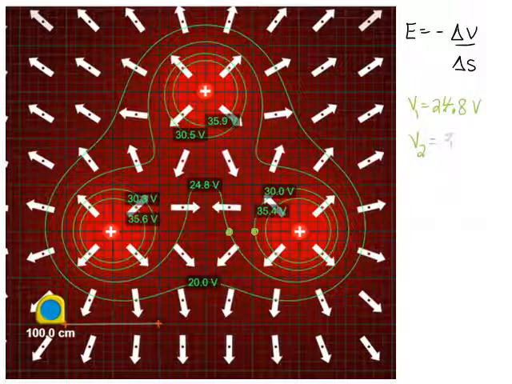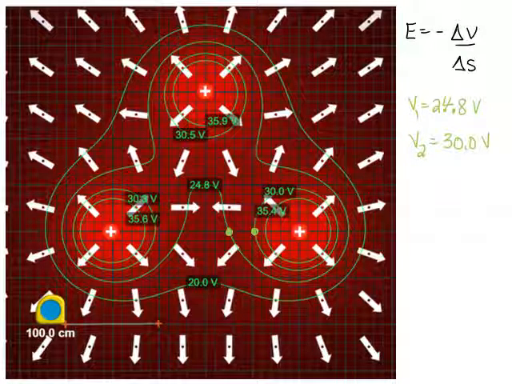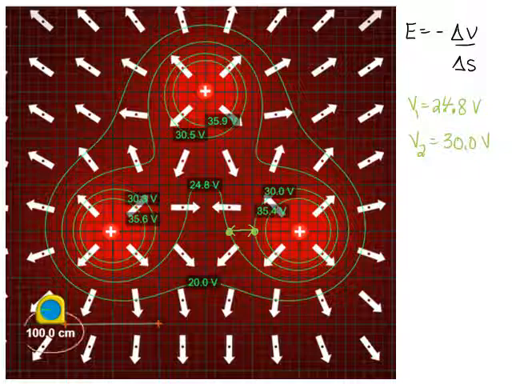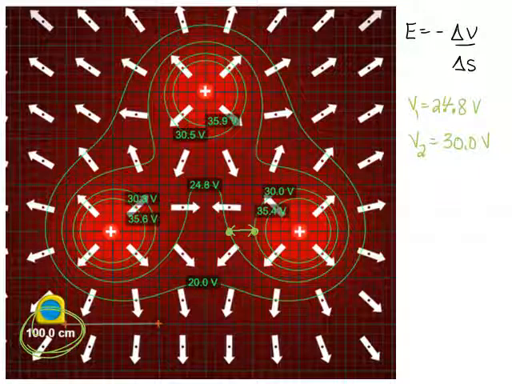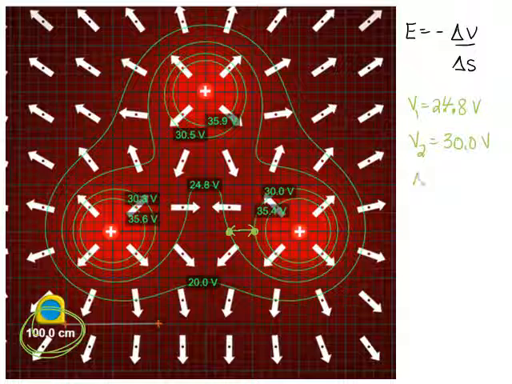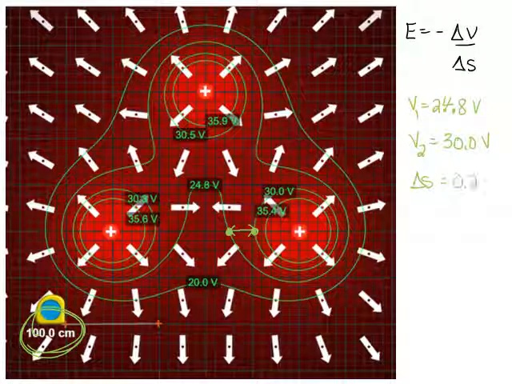The other potential, where I drew the other dot, has a potential of 30 volts. V2 is 30 volts. The distance between those 2 spots, I can measure. I have a scale here on my diagram. So that looks like about 2.5 lines times 100 centimeters for every 10 lines. So that's about 25 centimeters. I'm just using the scale here and counting the number of lines. So my delta S is about 25 centimeters.